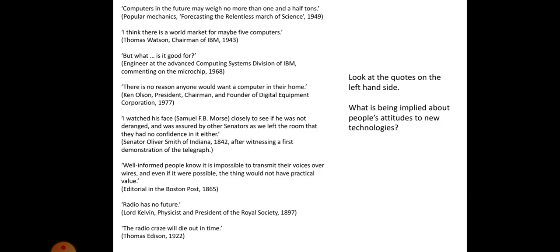Okay, so the reason we did that first task is just to get a baseline of what you think in terms of how we use technology and how it affects our language use. But as you can see on the left-hand side of this slide, there are a number of different quotes that showcase different attitudes throughout time, whenever there's been new technology invented, and the impact it might have on the world around us. So take a few minutes to have a read of those, and what do you think is being implied about people's attitudes to new technologies?